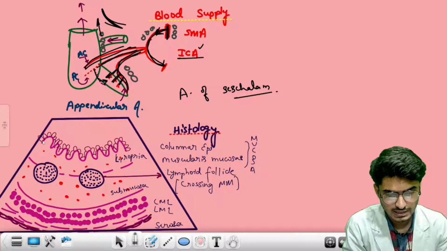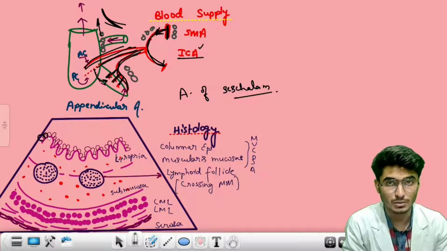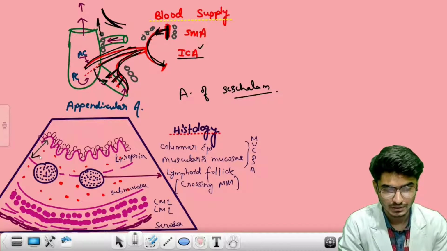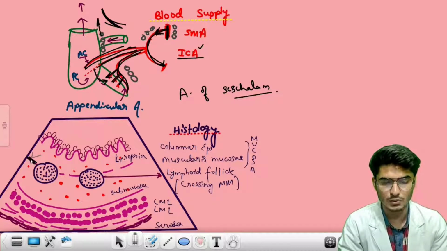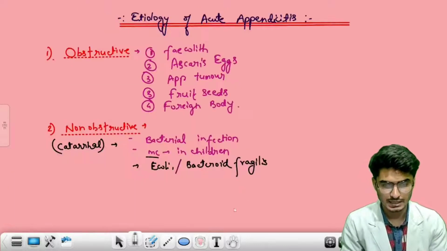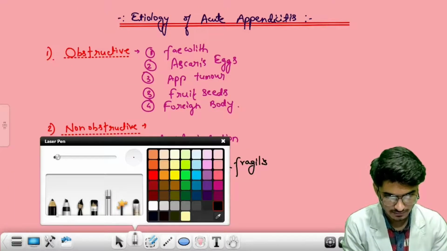So that is the epithelial cell layer, which is a columnar one, followed by its basement membrane, and followed by the lamina propria, and that is the muscularis mucosae. So that is the histology, followed by the disease itself.